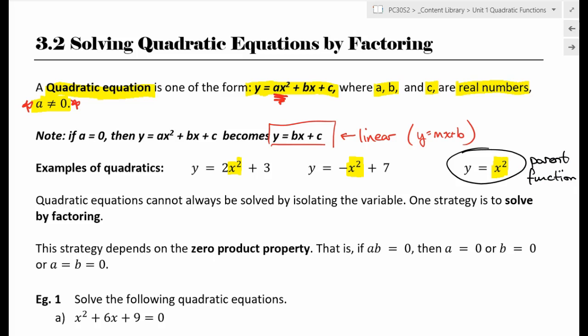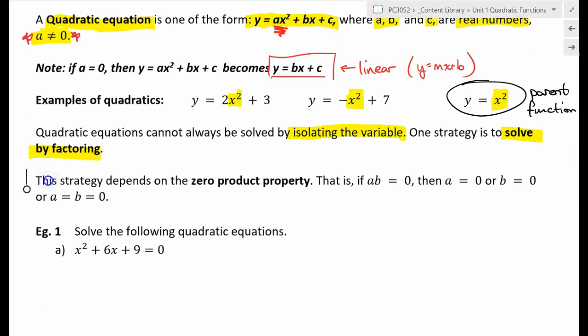One option for solving these equations: because we've got an x squared and an x term, we're not going to be able to necessarily get our variable by itself. So that idea of just isolating your variable, that's not really an option. Instead, what we can do is solve by factoring. So how does this work?